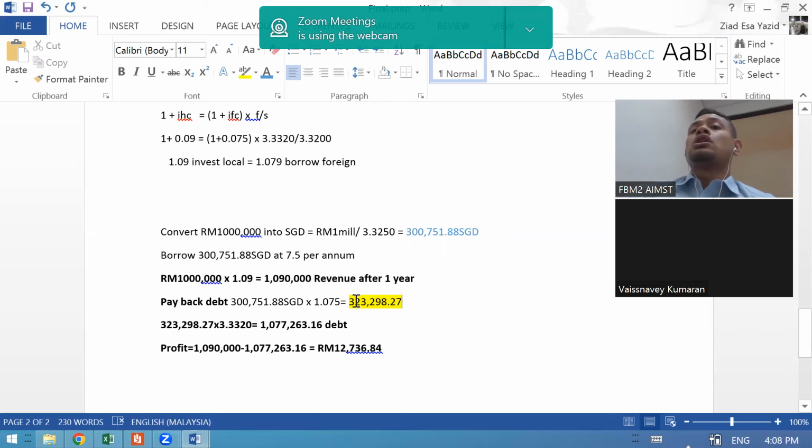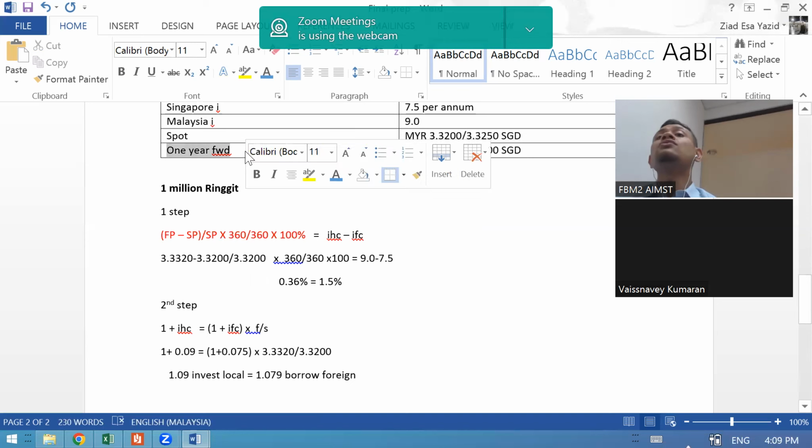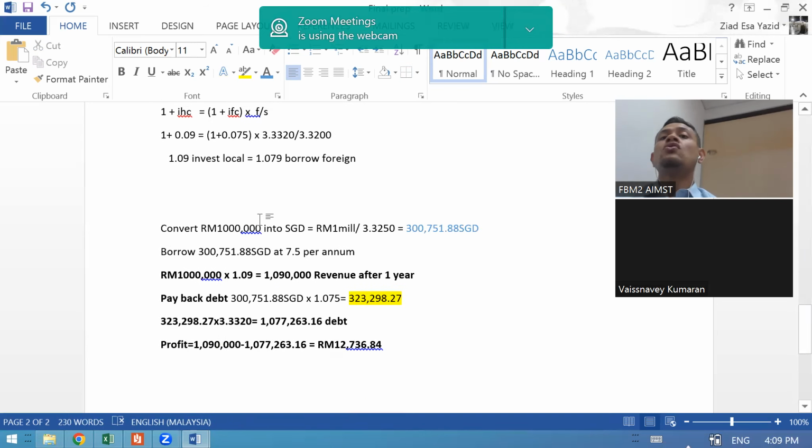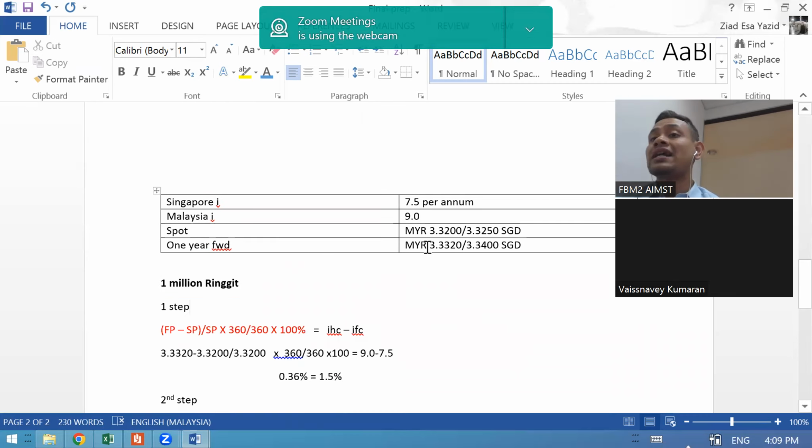Okay, so now we owe 323,298 Singapore dollar. We need to translate that into ringgit, but this is after 1 year. That's why I use the 1 year forward rate, which is this one. For the forward rate, when you multiply, make sure you multiply with 3.3320.